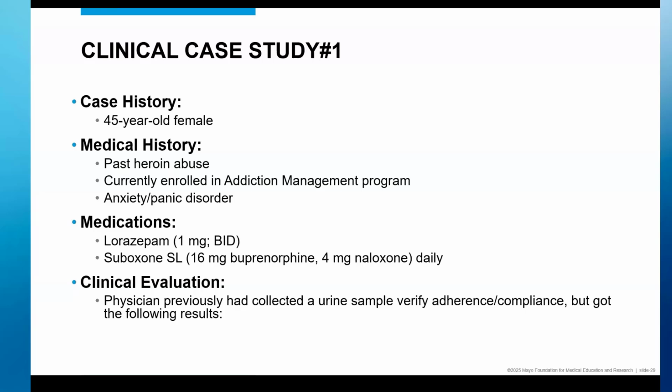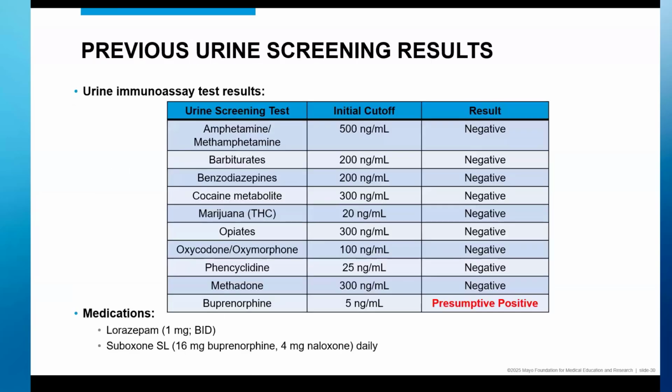And so the physician, in this case, wants to make sure she's being compliant or adherent to her program. The physician wants to make sure, number one, she's taking the buprenorphine and naloxone combination, and that she's also consistent with taking her lorazepam, but she's also not still using illicit substances, aka heroin or another illicit substance. In this example, the physician initially had ordered a urine test, urine being one of the very common matrices. However, they get back the following results.